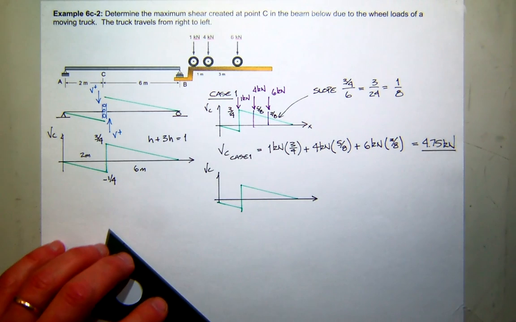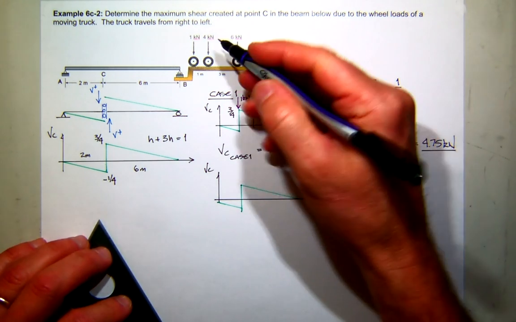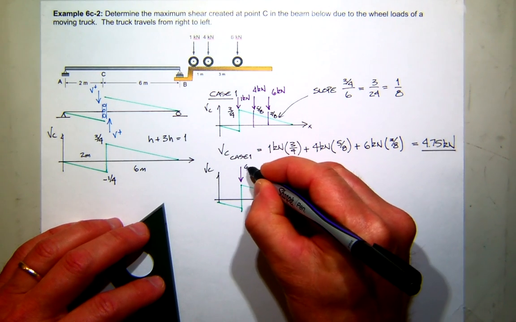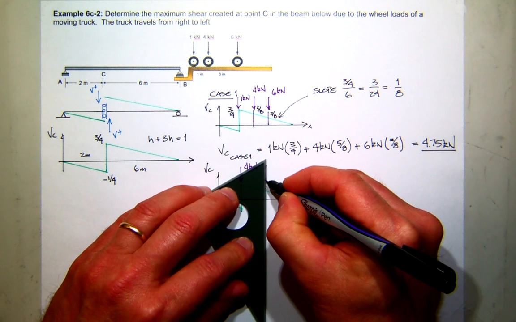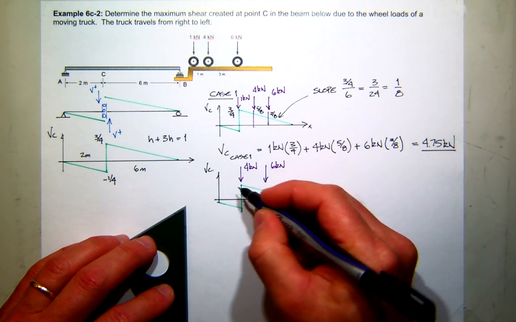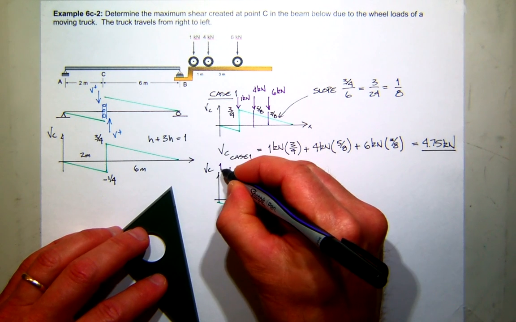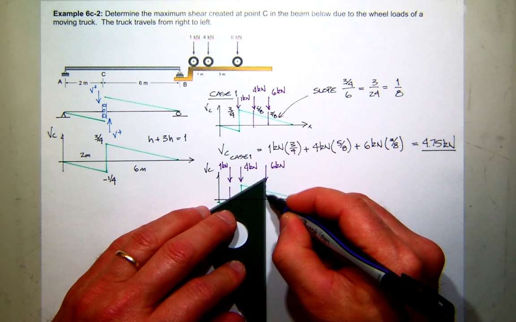Okay, so the second case, I'll let the second load go to the top. In that case, that is the 4 kilonewton force. And then 3 meters back is the 6 kilonewton force. And of course, 1 meter forward is the 1 kilonewton force. So I've got to find a value here and here.